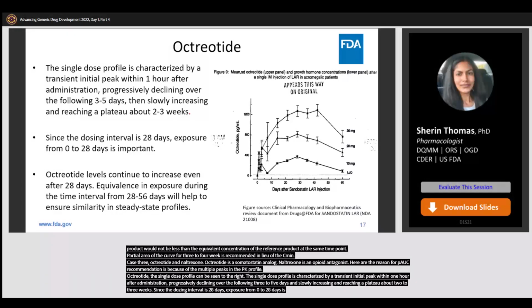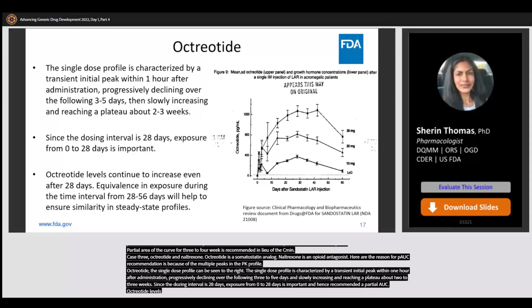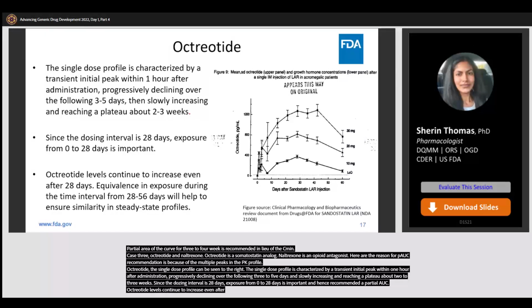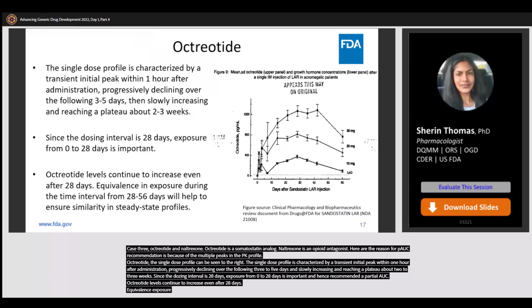Octreotide levels continue to increase even after 28 days. Equivalence in exposure during the time interval from 28 to 56 days will help to ensure similarity in steady-state profiles, and hence the second AUC recommendation of 28 to 56 days.